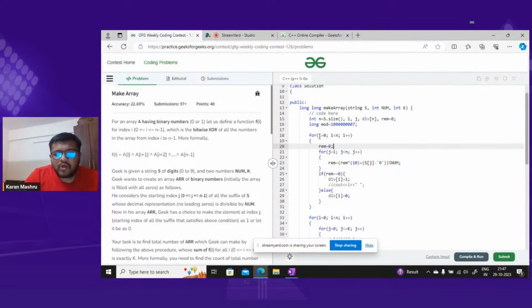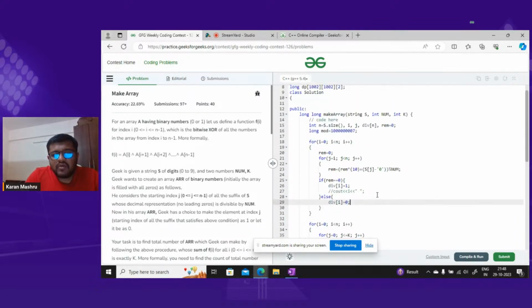So I am calculating this for all the suffixes. For all the suffixes, first the remainder is 0. Now I am calculating for the suffix starting with index i. So for j equals i to n minus 1, remainder equals remainder times 10 plus s of j minus '0'. Why? Because that is a character, so I need to subtract '0' to convert it into a numerical value, modulo num. If the remainder is 0, it means the suffix's decimal representation is divisible by num. I will say division of i is 1, so that there are two choices, either 0 or 1. Else I will say division of i is 0.